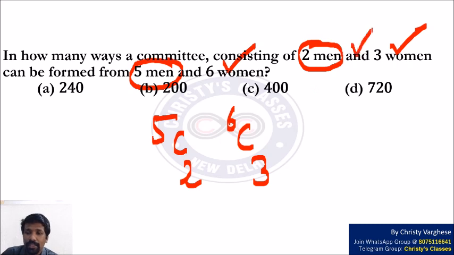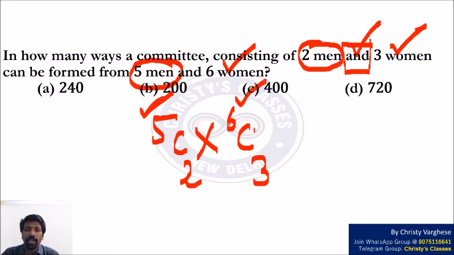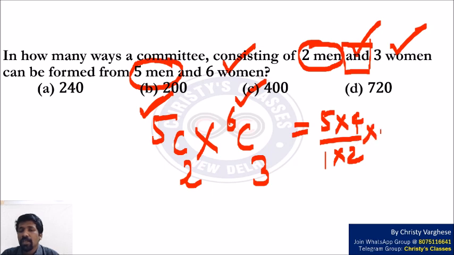But this is at the same time, and in the probability class we discussed, whenever 'and' is coming, you can use multiplication. Here also you can use multiplication, because 'and' means using the fundamental principle of counting. M ways you can do one thing, N ways you can do another thing, M into N ways you can do both the things. So 5C2 into 6C3 ways you can do both. So 5C2 is 5 into 4 divided by 1 into 2. 6C3 is 6 into 5 into 4 divided by 1 into 2 into 3.